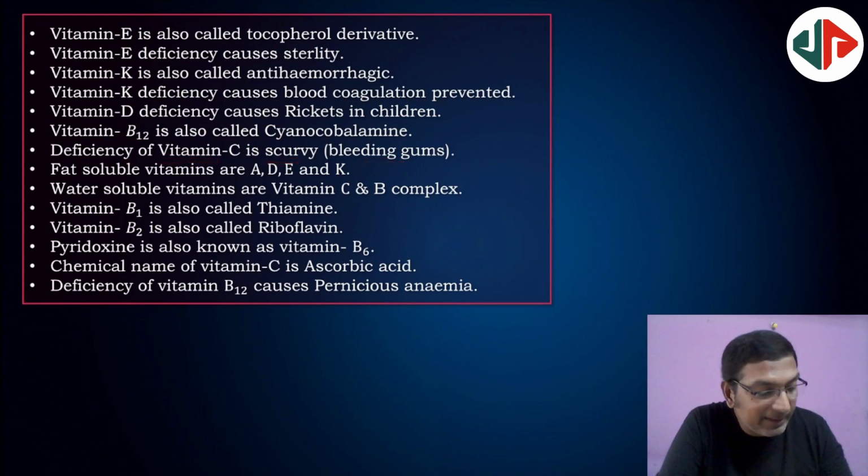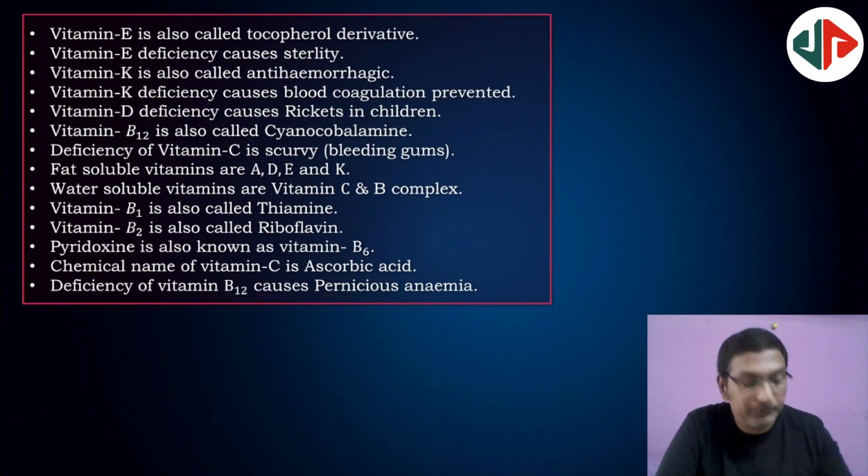Fat-soluble vitamins are A, D, E, K, and water-soluble are B and C. Vitamin B1 is thiamine, B2 is riboflavin. Next, B6 is pyridoxine. Chemical name of vitamin C is ascorbic acid. Deficiency of vitamin B12 causes pernicious anemia.